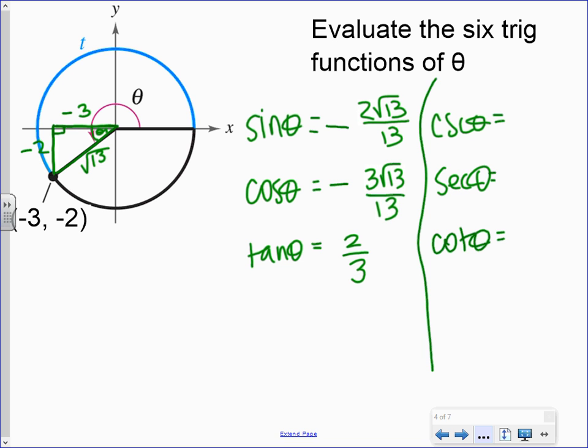Don't forget that if you have already rationalized a sine, cosine, or tangent ratio, do not flip it and rationalize it again. That is more work than you need to do. You don't want to be working with 13 and then reducing. For cosecant, instead of going to sine, go to your triangle. Cosecant is hypotenuse over opposite. Secant is hypotenuse over adjacent. And then the cotangent would be 3 over 2.